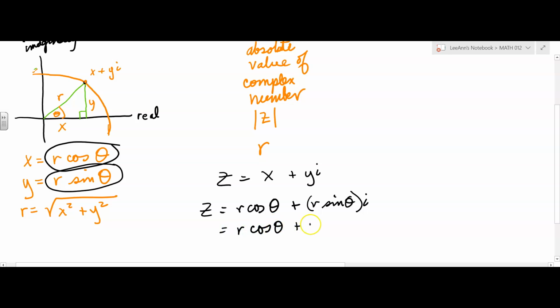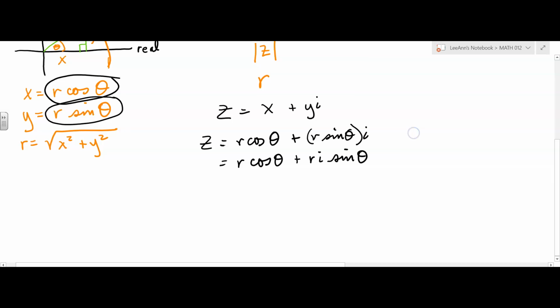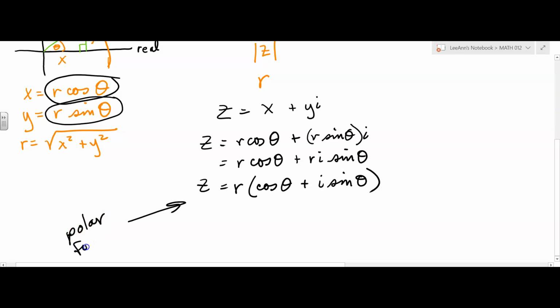Now, they usually change this to write it as r cosine theta. I'm going to do it in 2 steps. We have to have some place for that imaginary number. Then they factor out the r, and it looks like this. This then would be the polar form for a complex number. I'll just put for z. z represents a complex number.